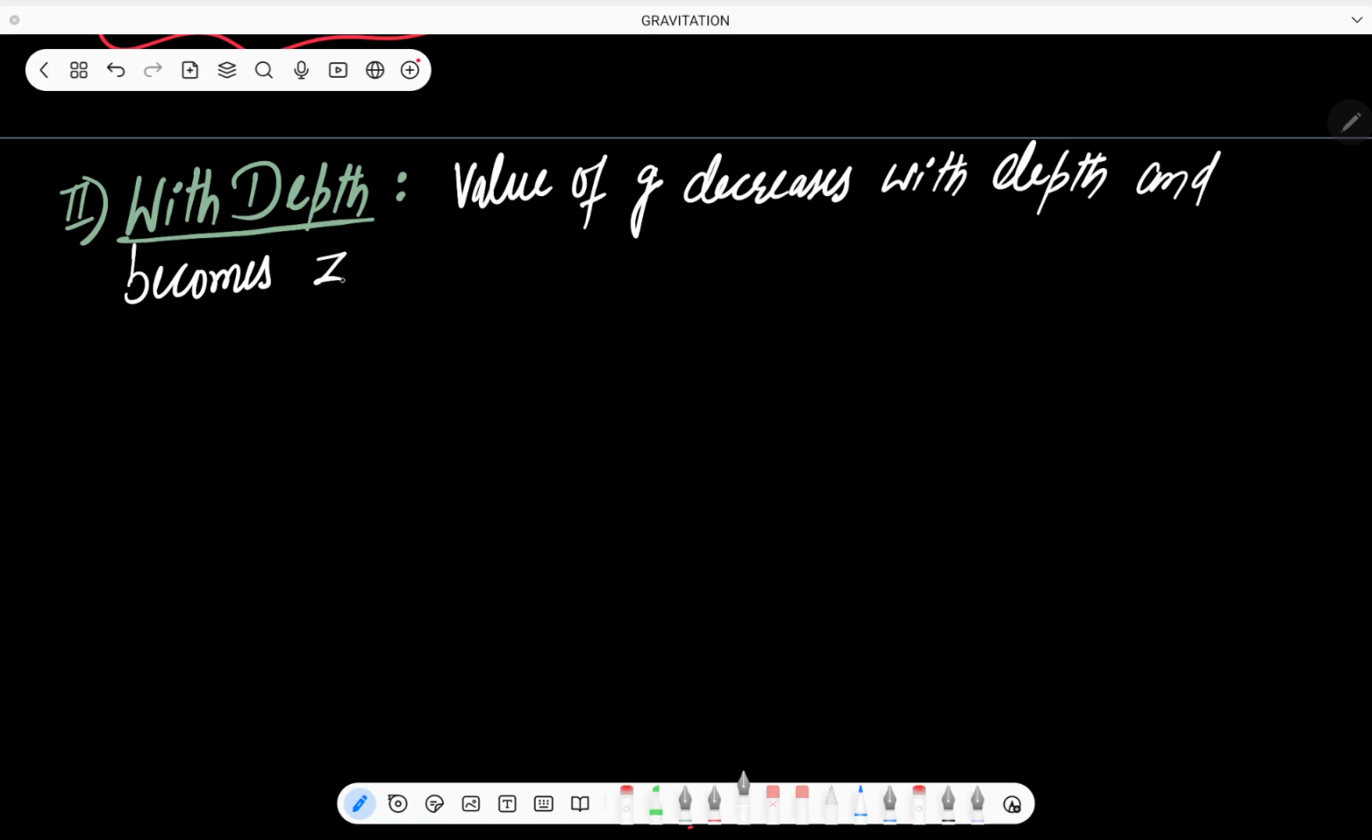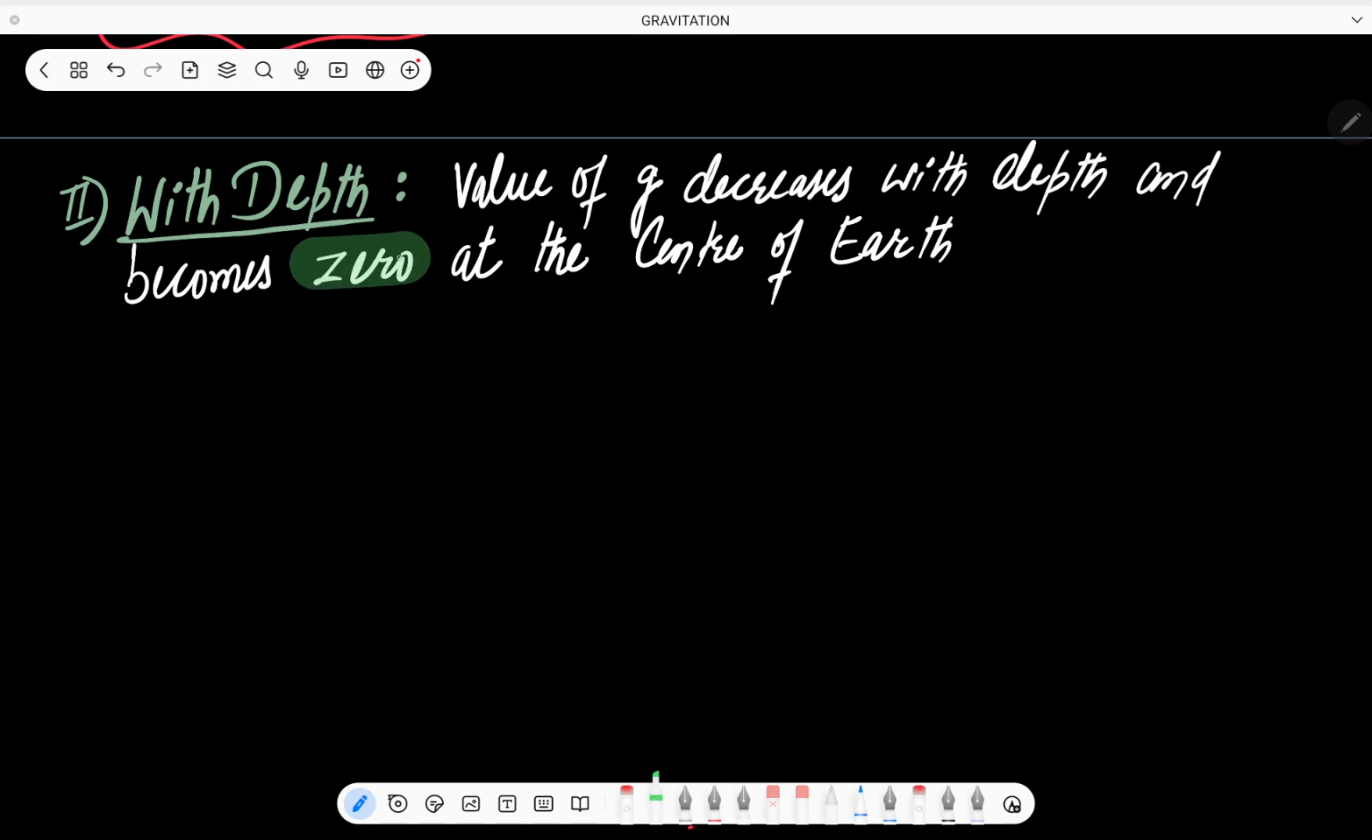Eventually it becomes zero at the center of earth, which is very, very important. At the center of the earth, the acceleration due to gravity is zero, and hence there is weightlessness at the center of the earth.